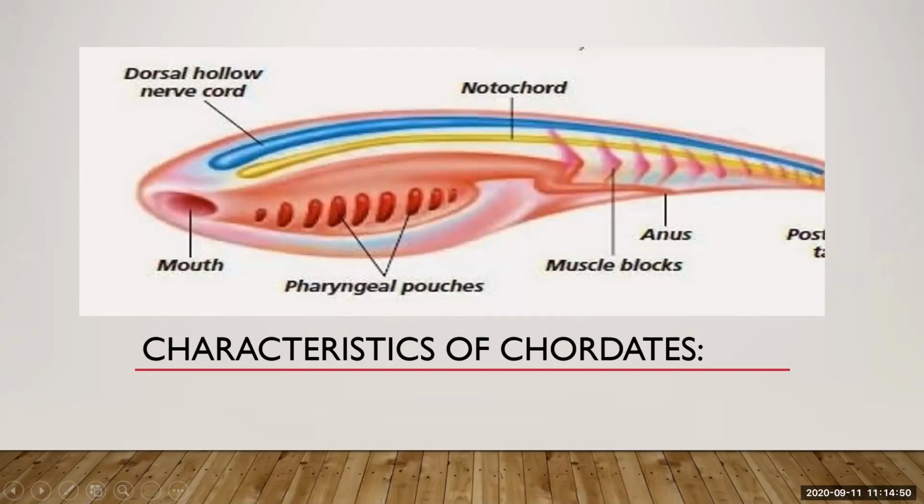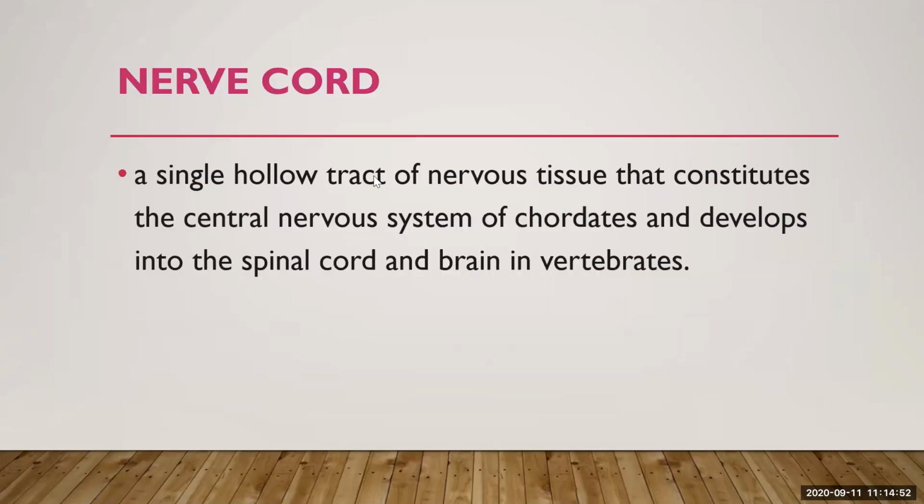Nerve cord, again see the nerve cord. What is the nerve cord? A single hollow tract of nervous tissue that constitutes the central nervous system of chordates and develops into the spinal cord and brain in vertebrates. I told you the nerve cord is a very important part of the body, and it constitutes the nervous system of chordates and develops into the spinal cord and brain in vertebrates.